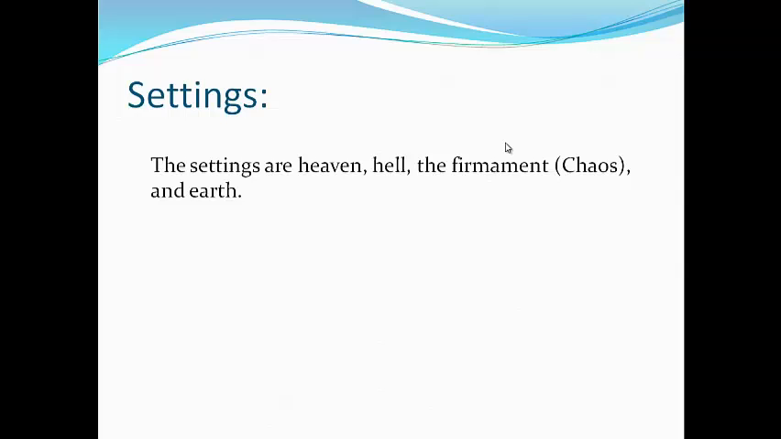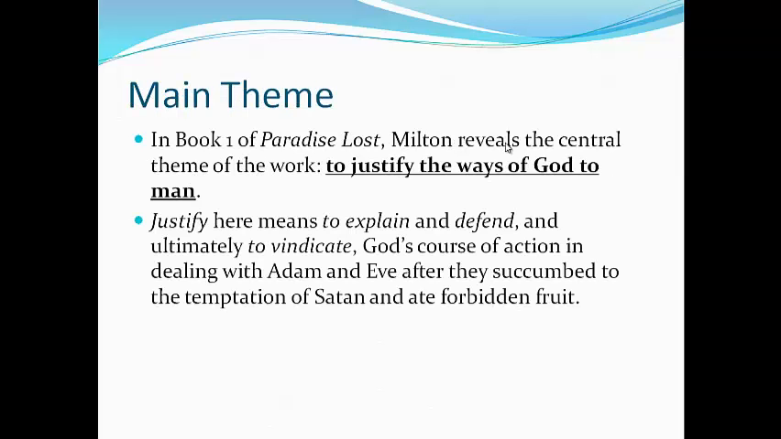Settings. Here Paradise Lost concentrates on three main places, namely heaven, hell, and the firmament. Here the firmament is also called chaos, where the chaos takes place in hell and heaven because of the fight between Satan and God, and also about earth. Book 1 deals only with the place of hell. The setting is concentrated by Milton only in hell, and later on in book 9 it will be concentrated in heaven.